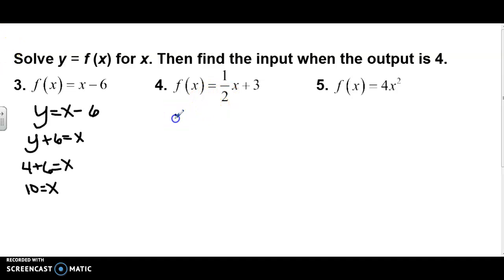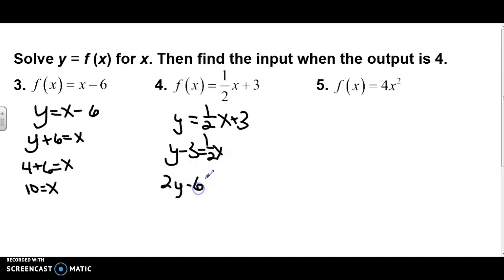Alright, for number 4, we just write y equals 1/2 x plus 3. We would subtract 3. Multiply both sides by 2 to get rid of this half, and get 2y minus 6 equals x. When the output is 4, that would be 8 minus 6. So x would be 2.